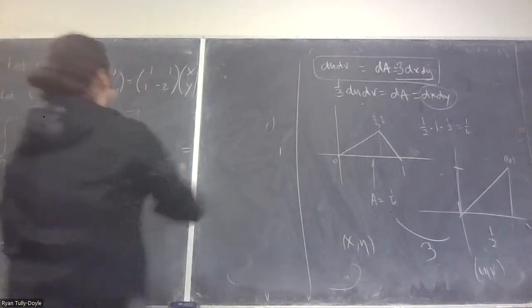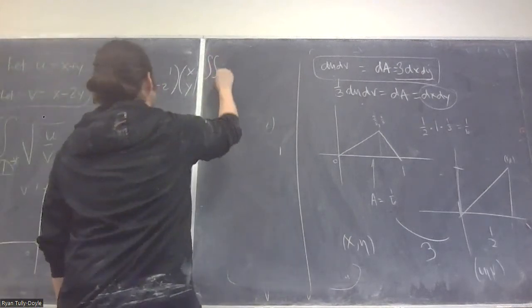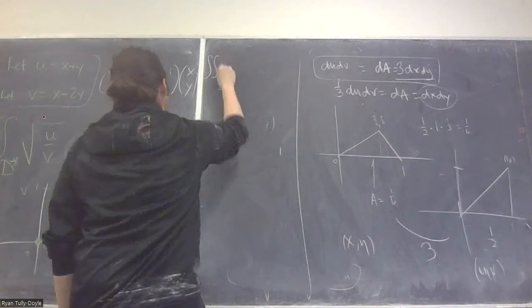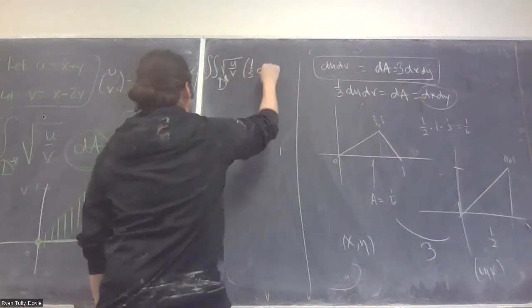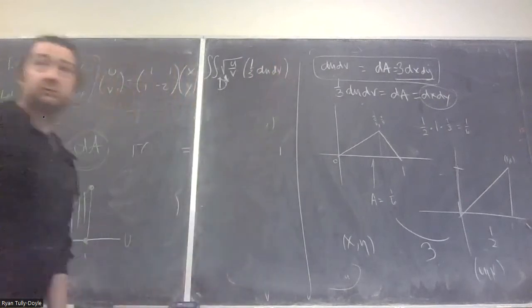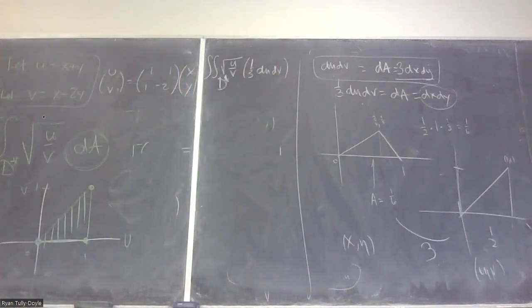Now we can say that this is the double integral over D star of the square root of u over v times 1/3 du dv. The last thing we have to do is keep track of what happened to this domain. How am I going to integrate that? Well, this line right here has equation u equals v. That's pretty nice.